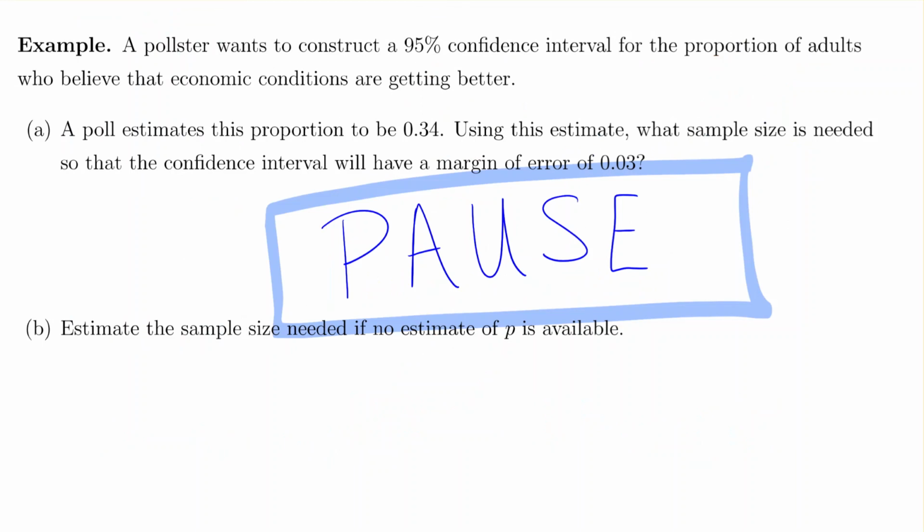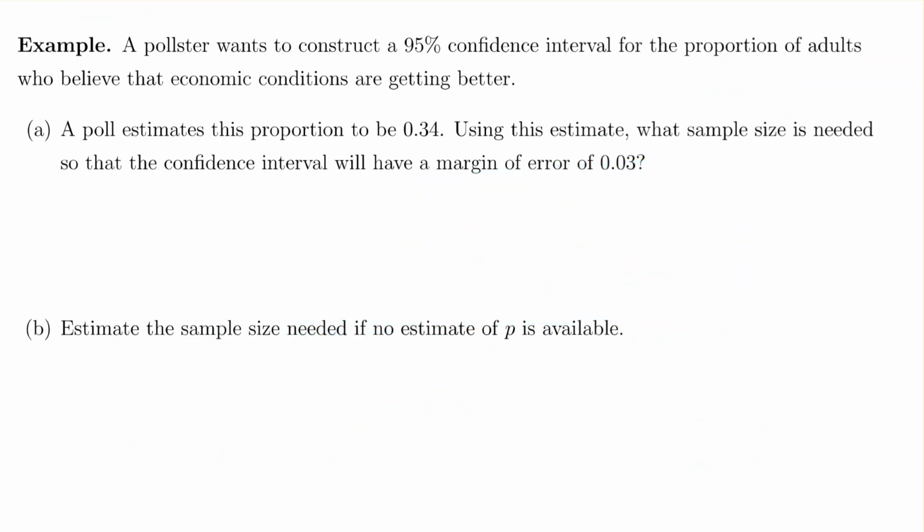So next, pause the video, attempt on your own, unpause to check your work. So here I've got a pollster wants to construct a 95% confidence interval, so I know I'm dealing with a confidence interval. I then think, okay, I've got to identify which of the three types it is: mean with standard deviation known, mean with standard deviation unknown, population proportion. So reading through, we are told that a poll estimates the proportion. Right when I see the proportion, we can be quite confident we're dealing with population proportion.